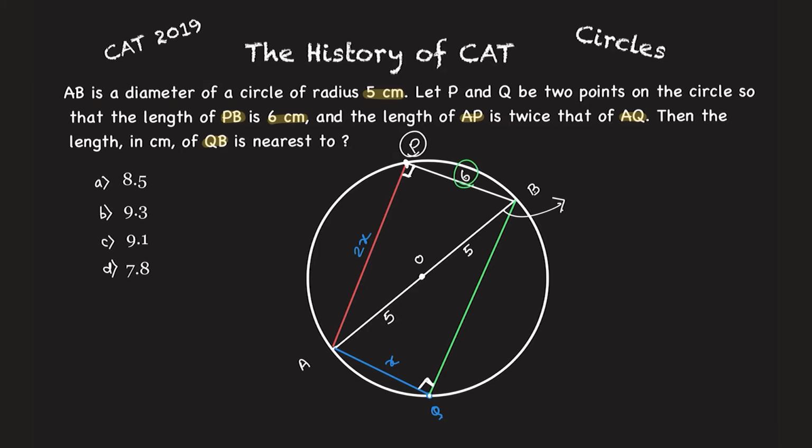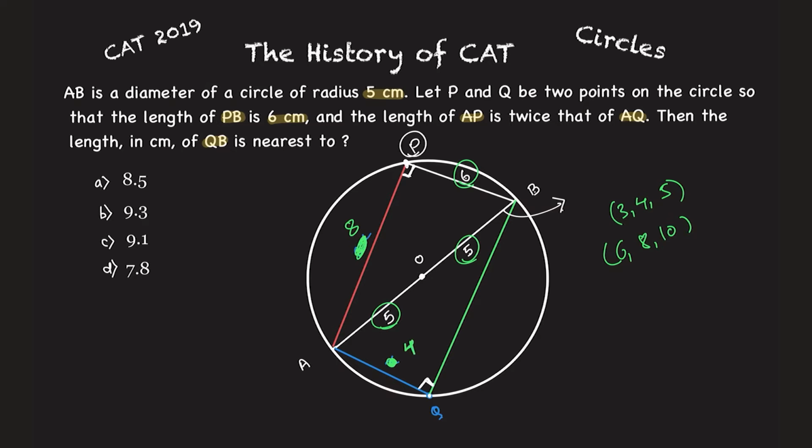So this is 6 and this is 10. We have studied the Pythagorean triplet of 3, 4, 5. Multiply this by 2, and it becomes 6, 8, 10. Since this is 10 and this is 6, 2x has to be equal to 8. This is half of that, so this will be equal to 4. I know this is 8 and this becomes equal to 4.